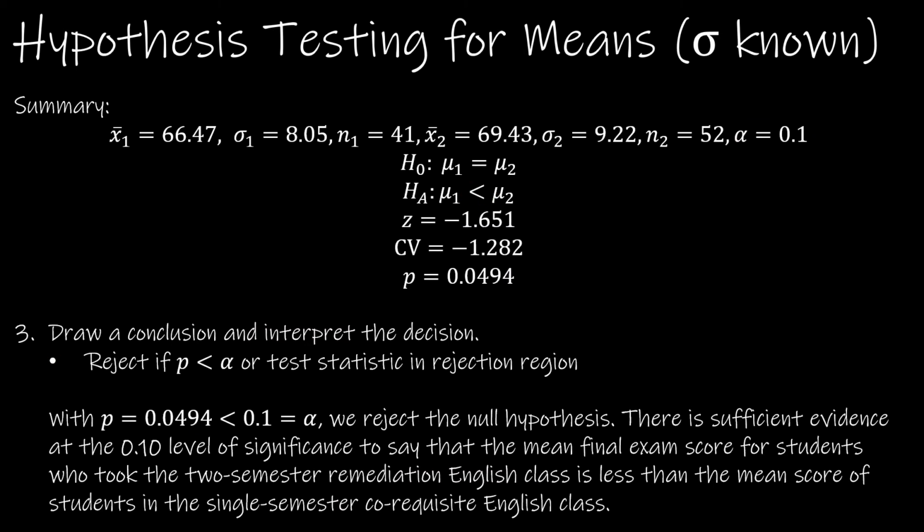So now we will draw our conclusion. With p less than alpha, we reject the null hypothesis. And remember, when we reject, we're saying there's evidence to support the alternative. So there is sufficient evidence at the 0.1 level of significance to say that the mean final exam score for students who took the 2-semester remediation English class, which is just me telling you what mu 1 is, is less than the mean score for students who took the single semester co-requisite English class.